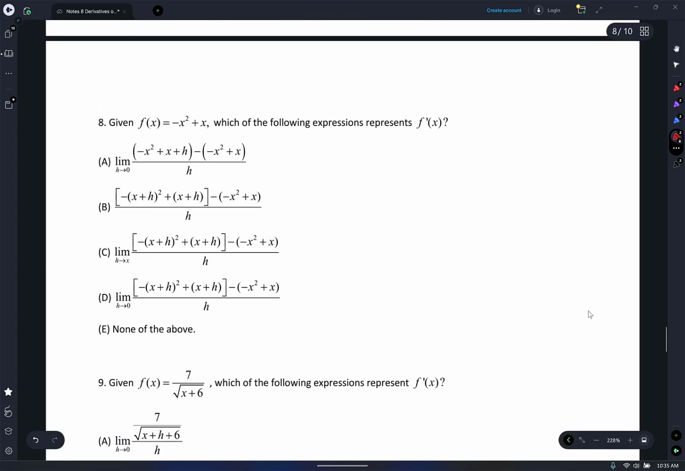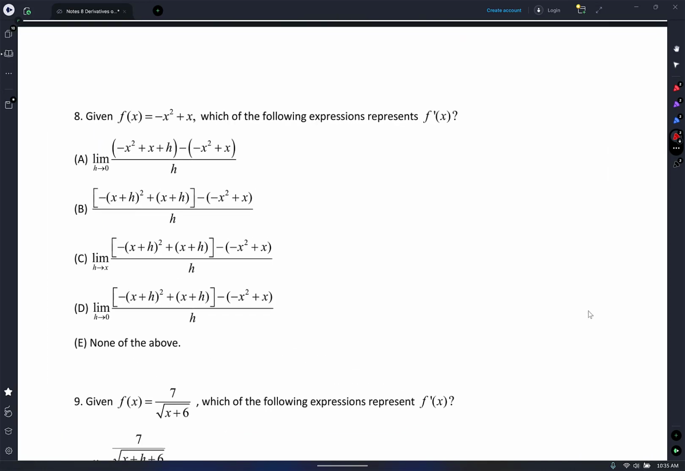All right. So this one is coming from, I can't remember the quiz number. How many have we done? We did 1, 2, 3, 4, 5. So this might be quiz 6, and it's called definition of derivative. So here we go. It says, given f of x is negative x squared plus x, which of the following expressions represent f prime of x? All right, I'm going to go slow.